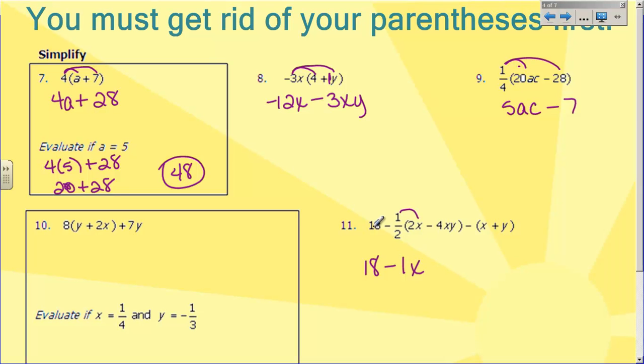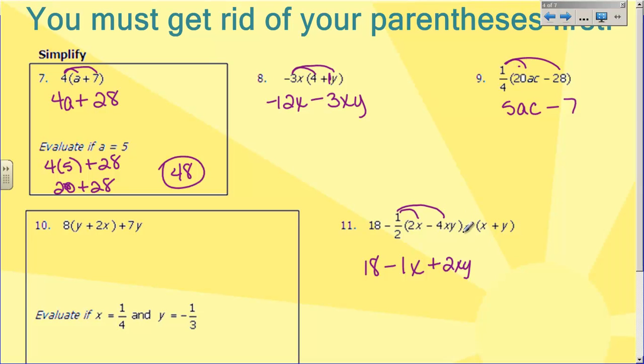Now, if I pretend that this 18 is not here, then all that's left is a negative 1/2. So when I distribute here, I have to do a negative 1/2 times a negative 4 because this minus sign also acts as a negative. When I do a negative times a negative, it makes a positive. And so half of 4 is 2xy. That's not the really tricky part.